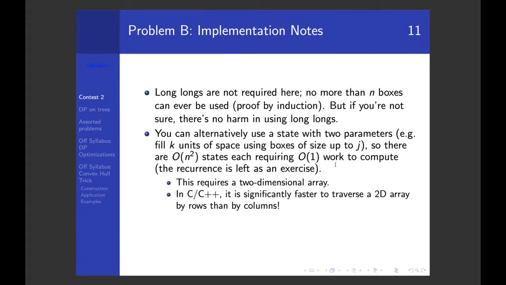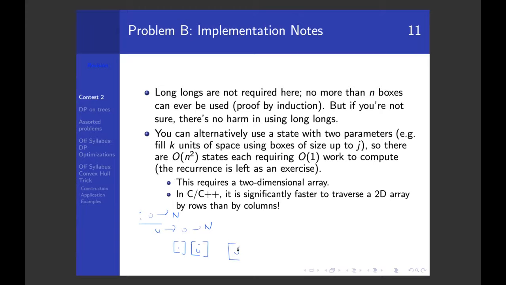It's important to note that in C++ and C, it is faster to traverse a 2D array by rows than by columns. What I mean by that is if you have your nested for loop, with i going from 0 to n, and then j going from 0 to n, it's much faster if you access array i j in this order. It's much faster than if you access j i.